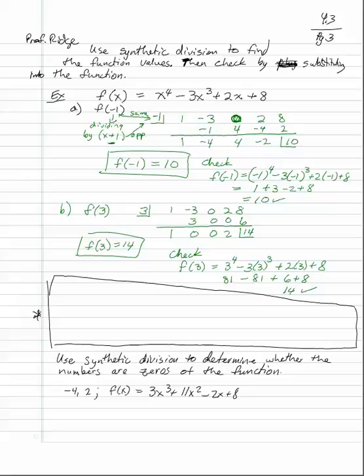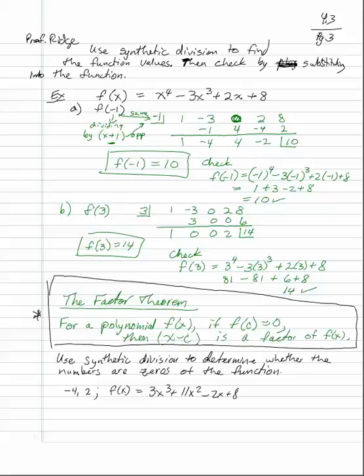Okay, so that's a nice little trick. You can actually get function values by doing synthetic division, which is pretty easy. Now the factor theorem, let's talk about that. So if you have a polynomial f of x, if f of c is 0, and we connect it to the remainder theorem, we're saying if the remainder is 0, then x minus c has to be a factor of the polynomial. So we can kind of use this in conjunction with synthetic division.